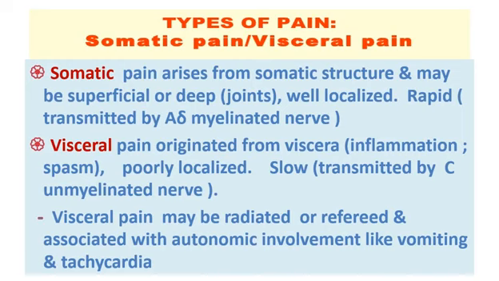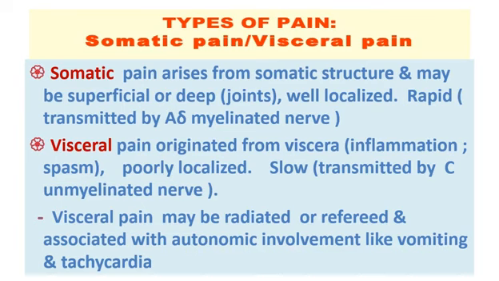For the visceral pain, it's usually originated from the viscera or the internal tissue. It could be related to inflammation, for example, or spasm. It is poorly localized. Someone will not feel the exact location of the injury in the tissue, and it's usually transmitted by the action of C fibers, which are the slow transmitting nerves.